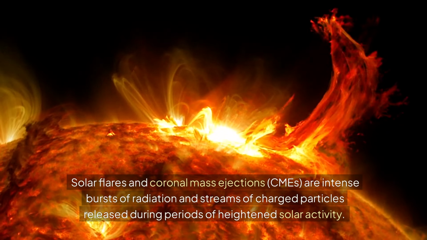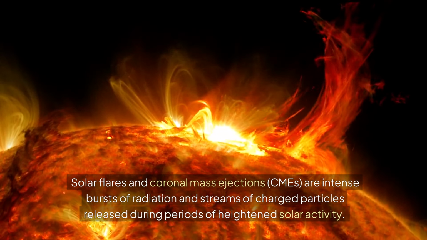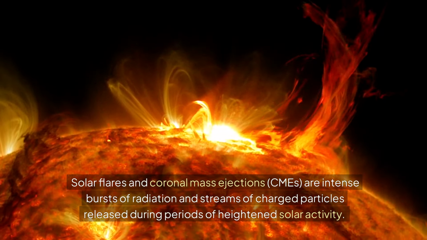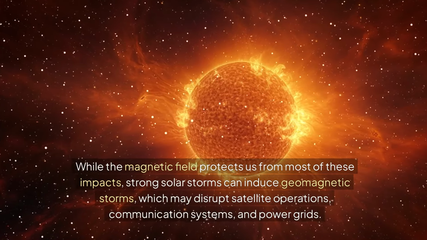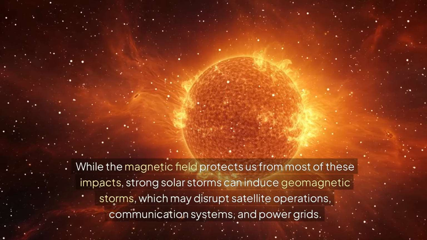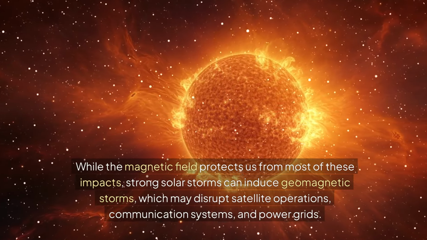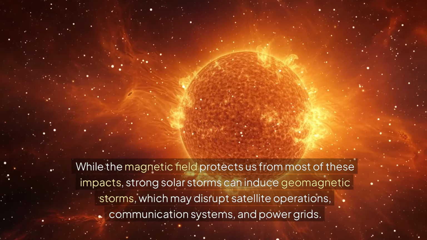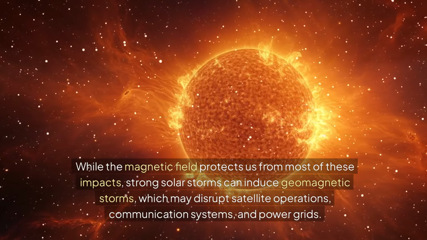Solar flares and coronal mass ejections, CMEs, are intense bursts of radiation and streams of charged particles released during periods of heightened solar activity. These events can affect space weather and have implications for Earth's magnetic field and atmosphere. While the magnetic field protects us from most of these impacts, strong solar storms can induce geomagnetic storms, which may disrupt satellite operations, communication systems, and power grids.